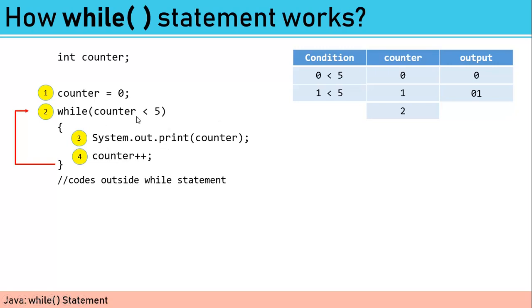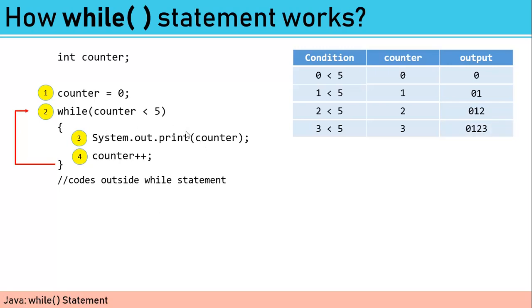So we will now ask, is 2 less than 5? Yes. If yes, we will print the value of the counter, which is 2, so the output will now be 0, 1, and 2, and then we will increment the counter, it becomes 3, and then we'll go back to the condition. Now it's like, is 3 less than 5? And yes, the answer is yes.